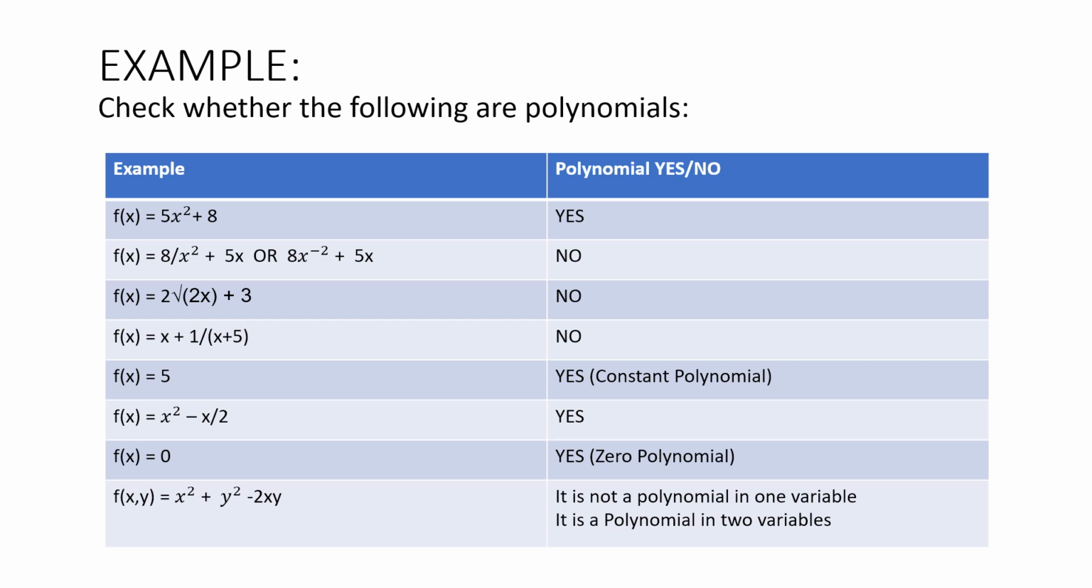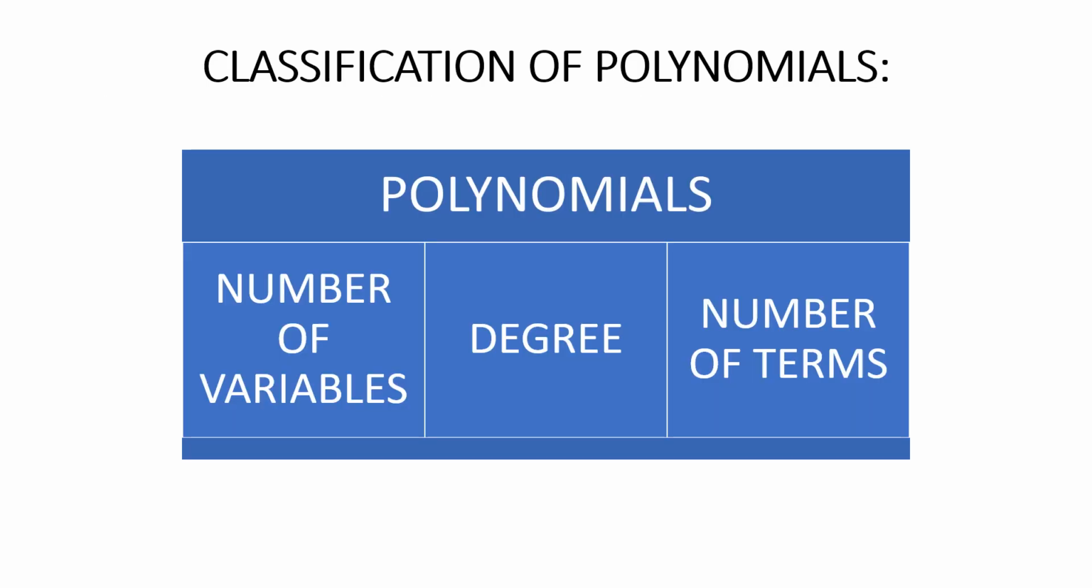Next one, f of xy is equal to x square plus y square minus 2xy. It is basically not a polynomial in one variable but you can definitely have it as a polynomial in two variables. Now, polynomial can be classified according to three criteria. First one is the number of variables, second one degree and third one according to the number of terms.